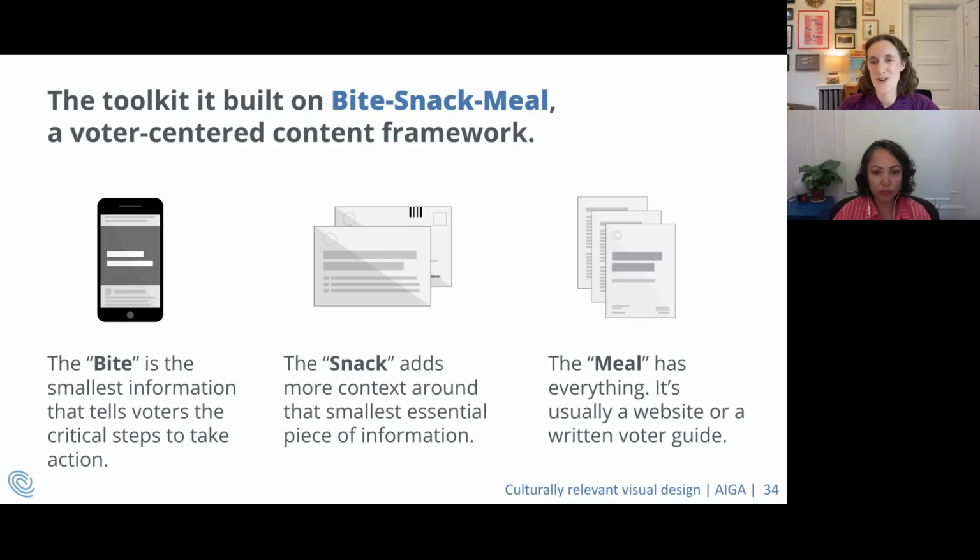And that's because we've noticed in our research, we talk about three types of voters. There are new voters who need to have critical information to be able to vote.